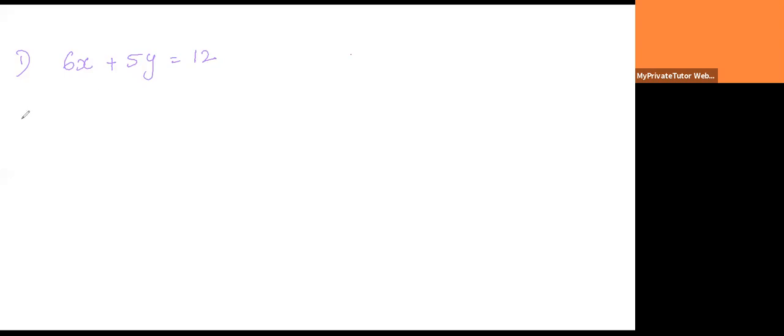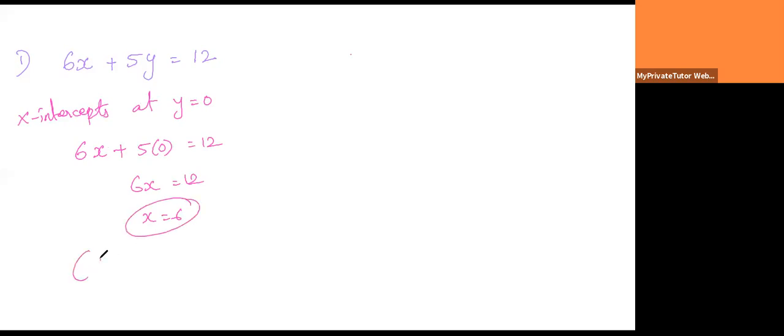Okay, so how do you find the x-intercept quickly? Let me do that quickly. The x-intercept is at y equals 0. So 6x plus 5 times 0, which is 0 obviously. So 6x equals 12, x equals 2. So the x-intercept is (2, 0).